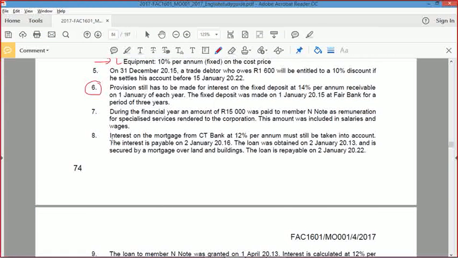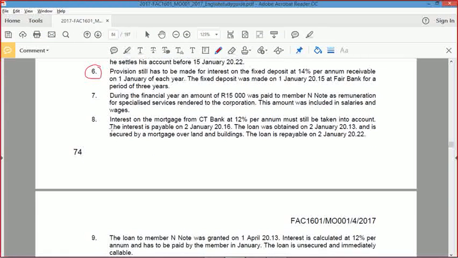We'll just write it down here. Okay, next says, during the financial year, an amount of 15,000 was paid to member N as remuneration for specialized services rendered to the corporation. So that's a salary that was paid. So I said, you debit salaries because it's an expense. Hold on. You didn't read the last part. Is this included or not? It says the amount was included in salaries and wages.